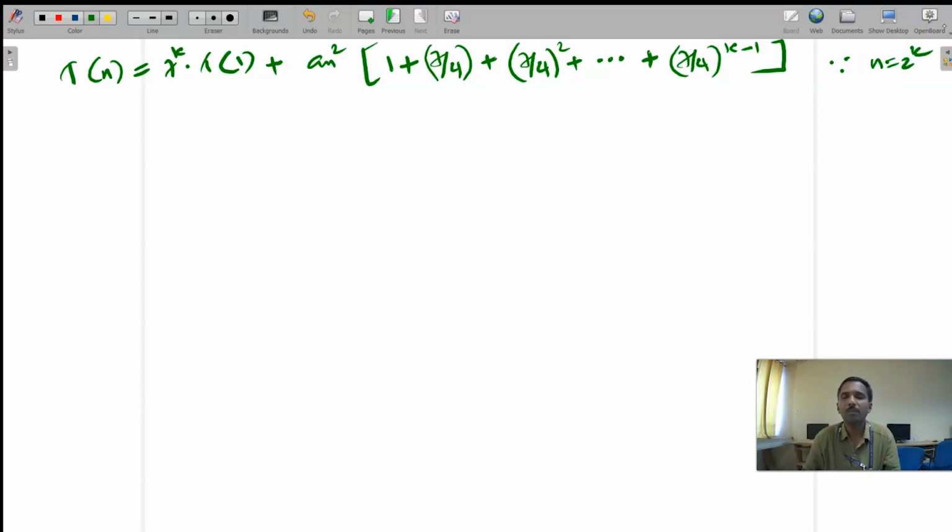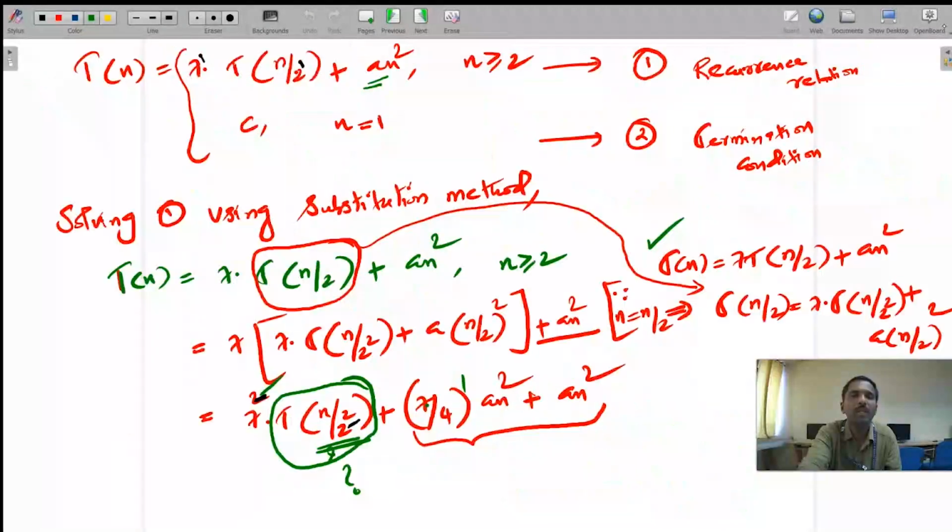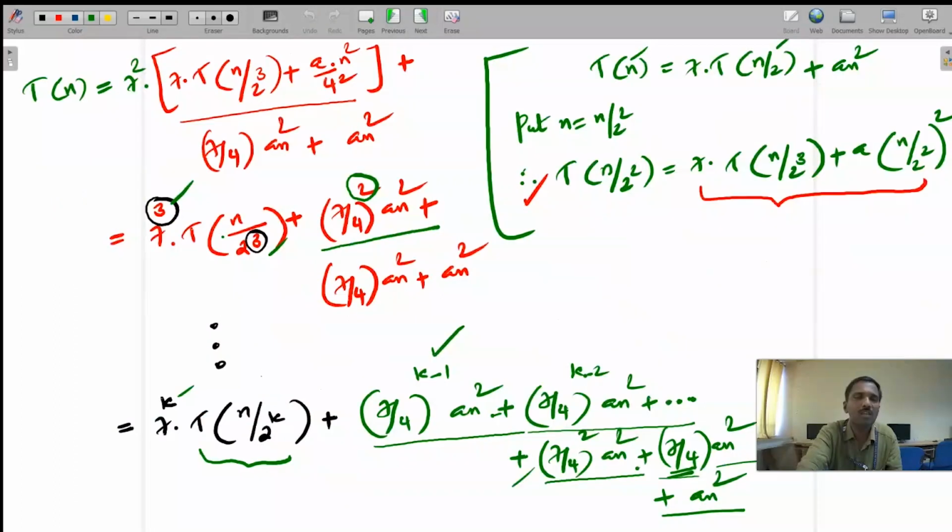Now we can replace T of 1 as a termination condition. When n is equal to 1, the actual parameter is 1. That is T of 1. This results in C, a fixed number of operations. Now replace T of 1 is equal to C here.